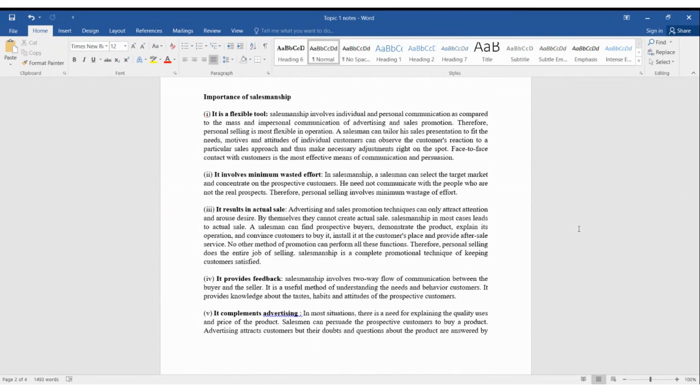We can also see that another importance is that salesmanship complements other promotional methods, for example, advertising. While an advert gives a general message directed to no particular person, salesmanship or personal selling is based on the information they received earlier through the advert. So in other words, it enhances the effectiveness of these other methods of promotion.